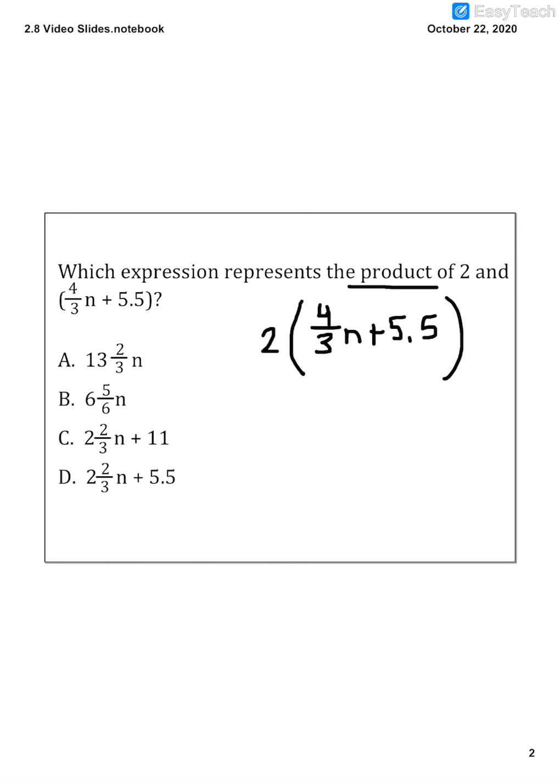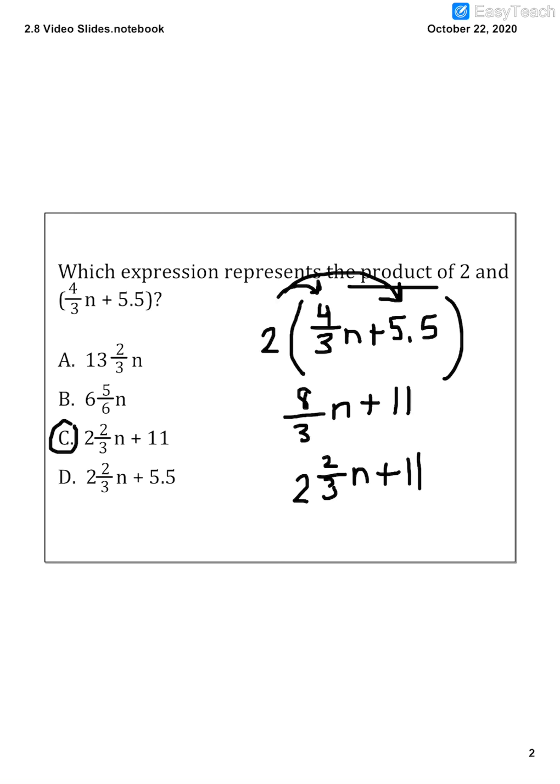So now I see I have the distributive property, so I have to distribute the 2 out to every term that's inside the parentheses. So when I distribute out, I'm left with 8/3 n plus 11. I don't want to keep my answer as an improper fraction because I'm looking at my answer choices and I see it has to be a mixed number. So 8/3 n is equivalent to 2 and 2/3 n plus 11. So my answer has to be letter C.